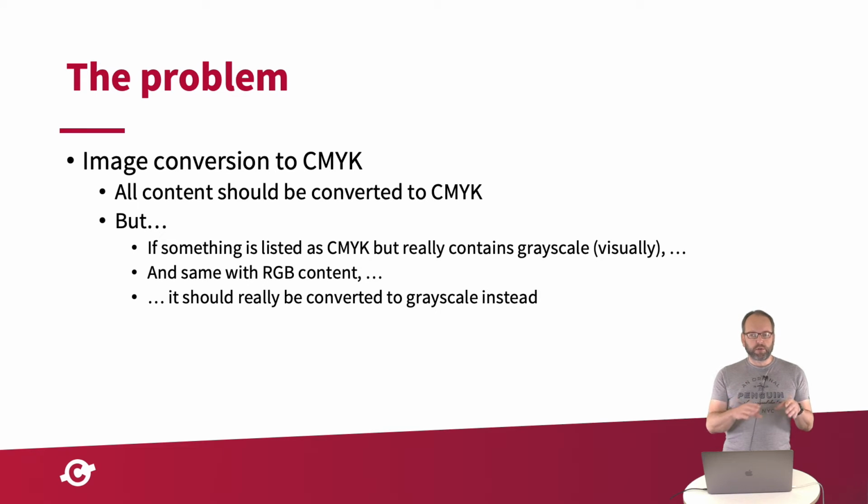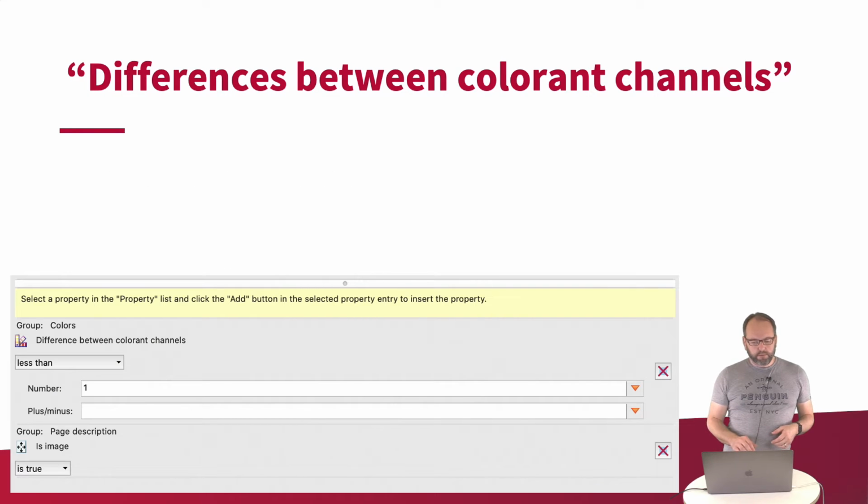So what you want to happen ideally is that you want to convert all the objects in the file to your CMYK space, but these things that are actually gray should either just not be converted or they should be converted to grayscale. And the question is, how do you do that? And there is a way to do that now in pdfToolbox.